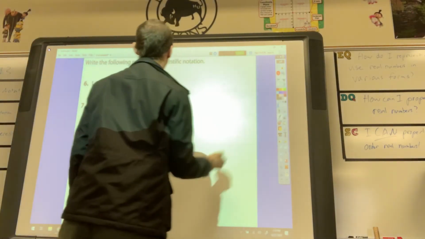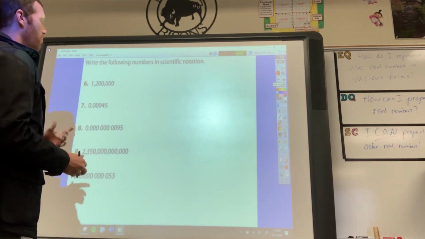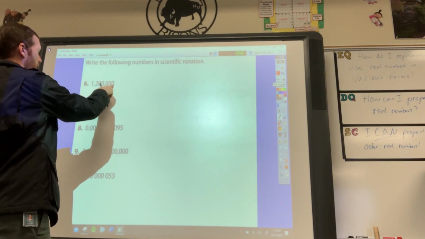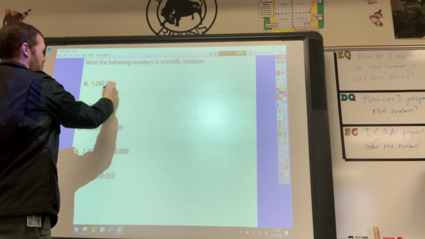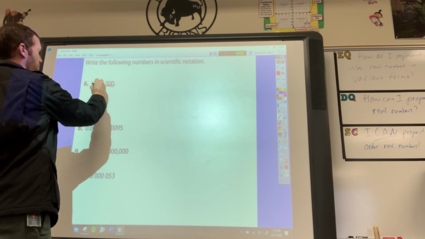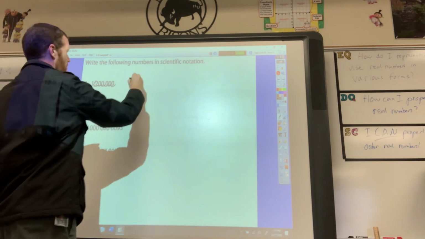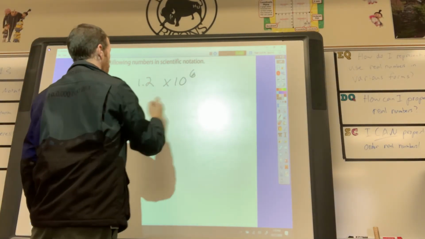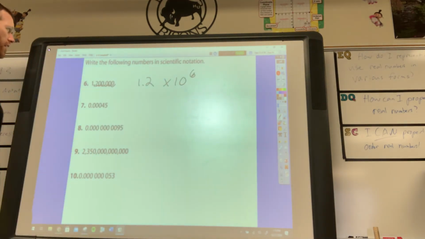And then on the last part of the notes, write the following numbers in scientific, going the other direction. Start with 1,200,000. Decimal is here. Bump it 1, 2, 3, 4, 5, 6 to make our new number. Our new number is 1.2. It moved 6 spots. It was a big number, so it's going to be a positive exponent, and the answer is 1.2 times 10 to the 6th.